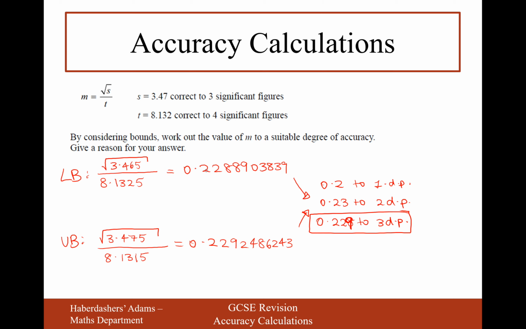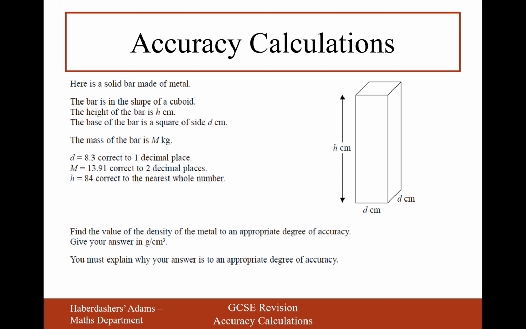If we were to go to four decimal places, this would be 0.2289, and this one would be 0.2292, which are different values to four decimal places. So this here is the answer to this question, 0.229 to three decimal places. Let's have a go at the next question. Pause the video and have a go at this one.